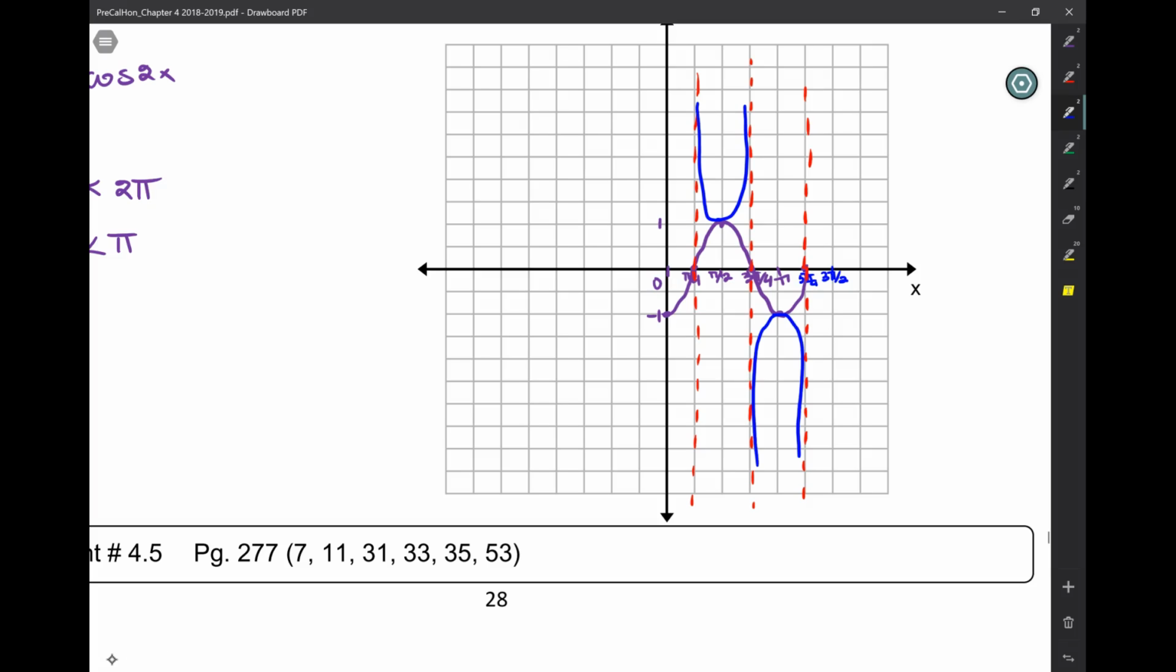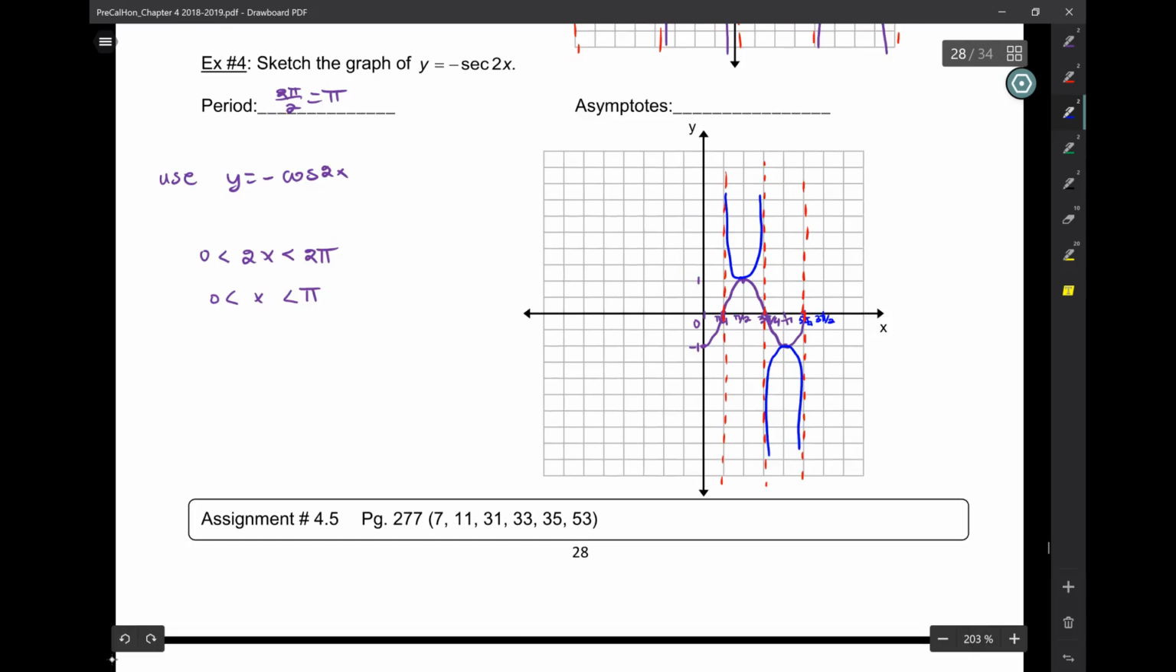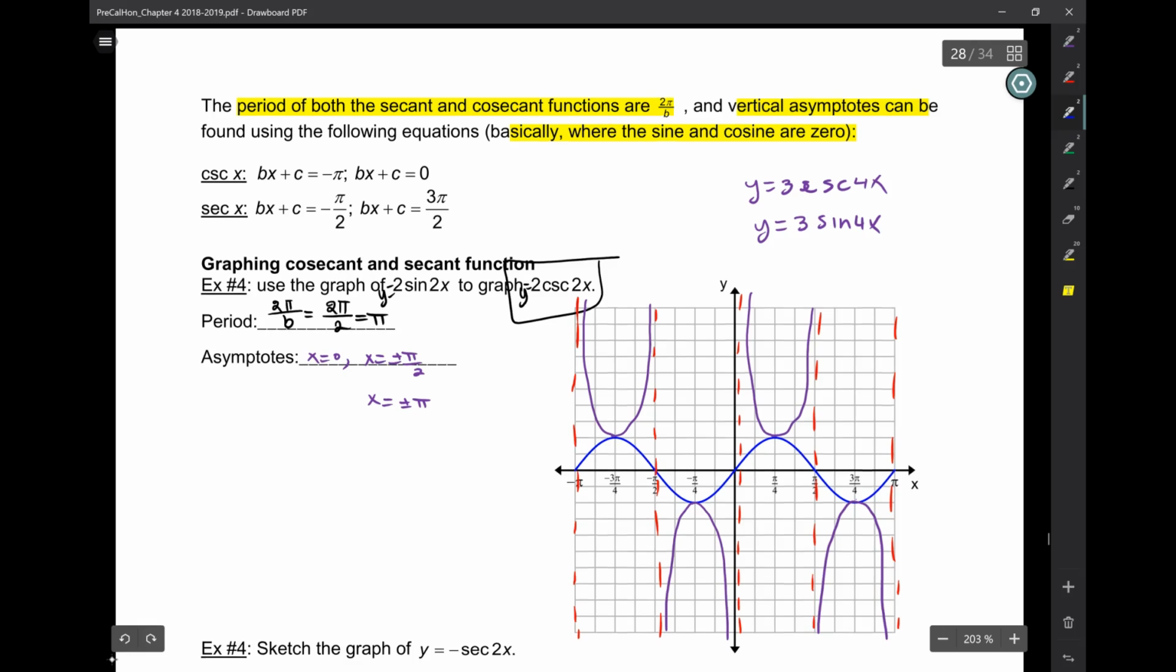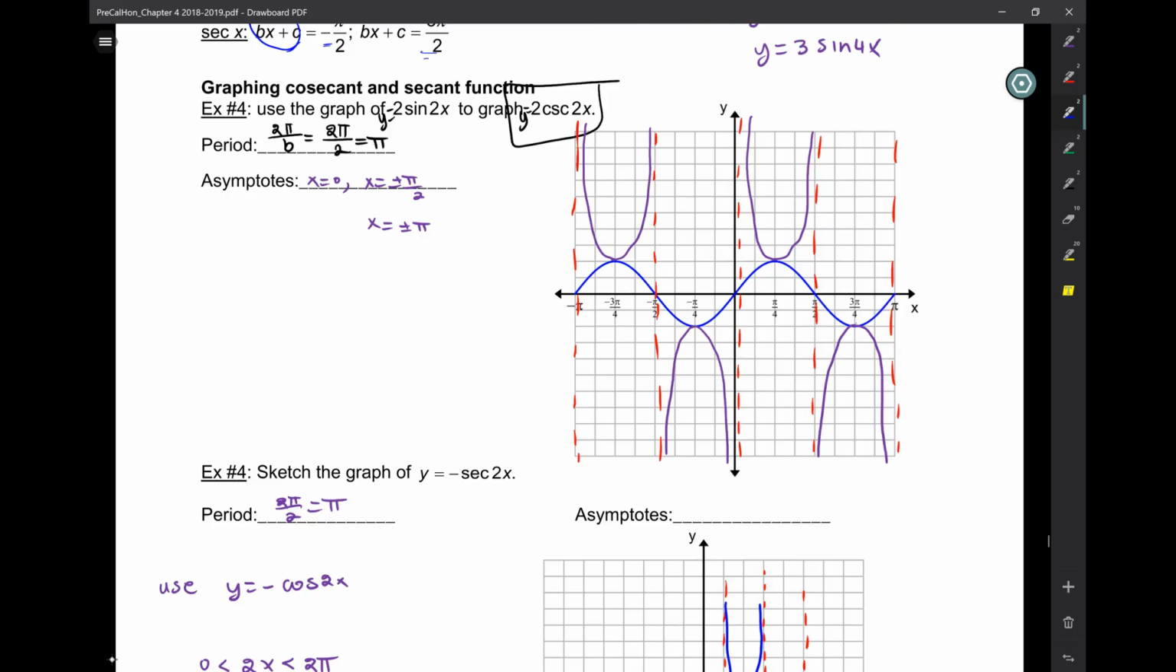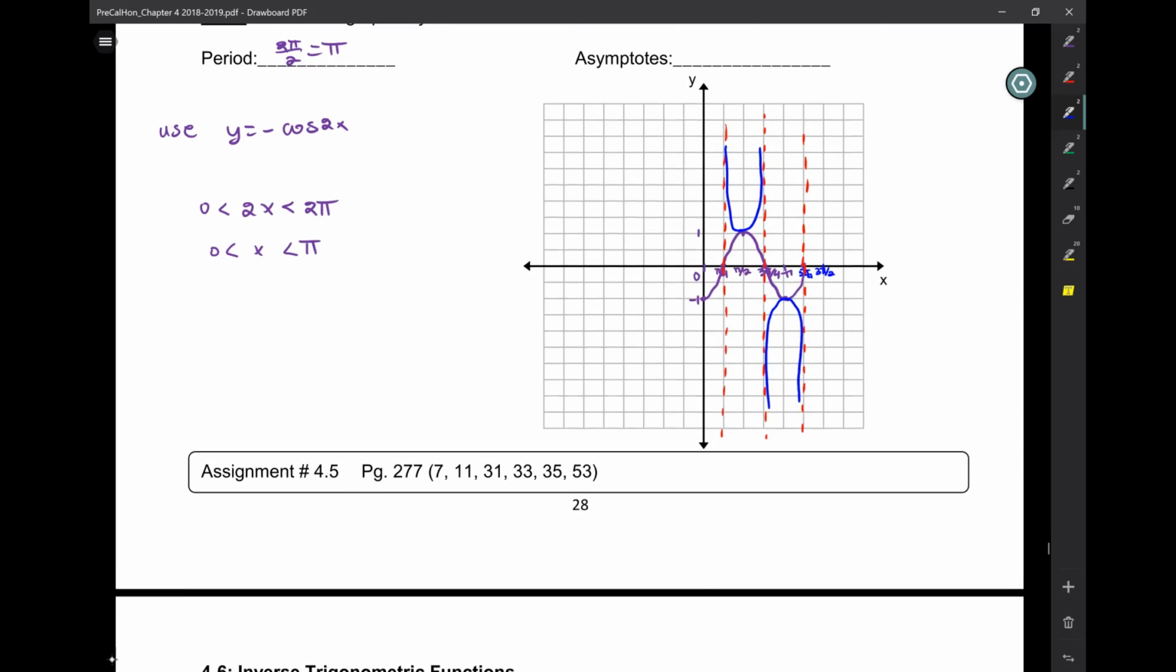Is there a way to find the asymptotes without finding the point on the graph? Yes. The way you find the asymptotes, if it's secant of x, then you set the term bx plus c equal to negative pi over 2 and 3 pi over 2. It gets to be too many things for you to remember. At the end of the day, you're going to be graphing these, right? So you're going to have to do all of that anyway. This is so much simpler, trust me.